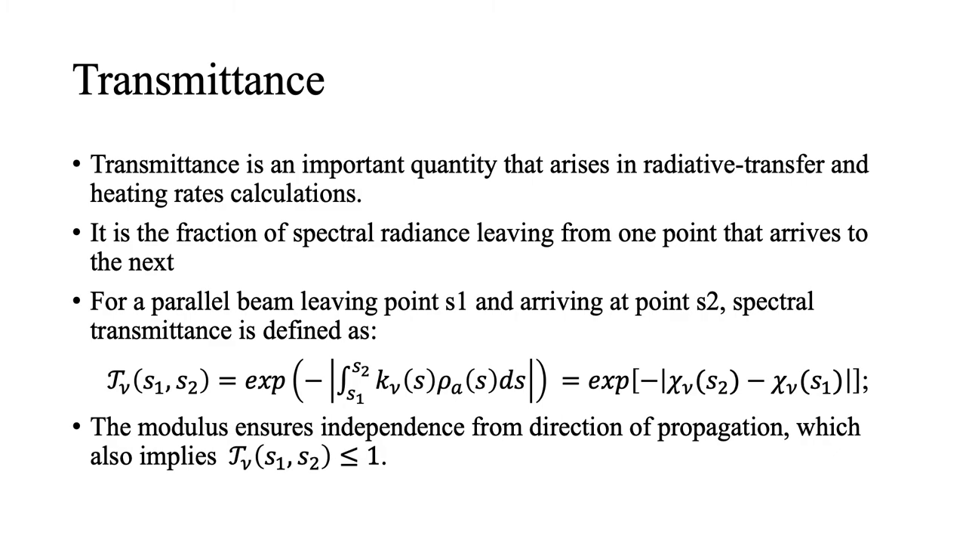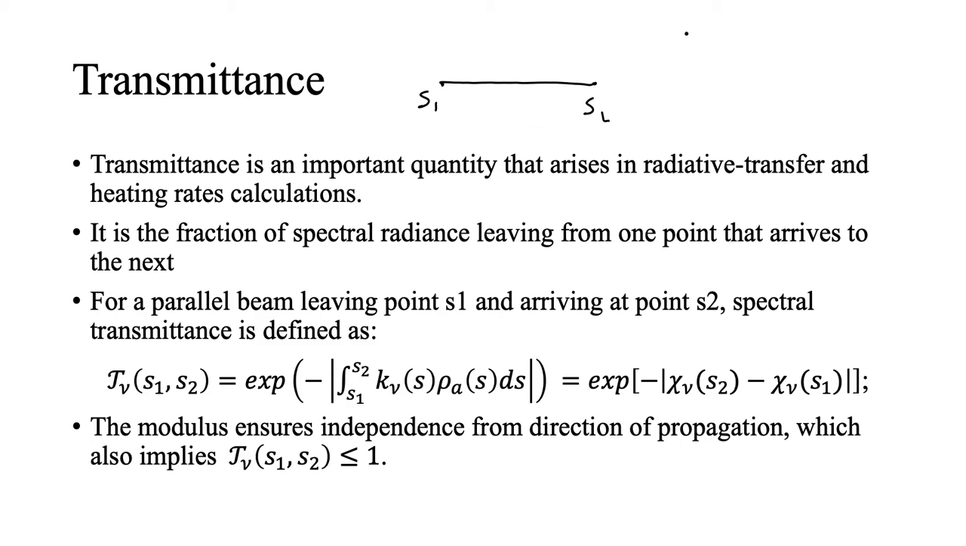When light is propagating through it, okay, when radiation is propagating through it. Technically, it's defined as the fraction of the spectral radiance that is leaving from one point and arriving to the next, okay? And technically, it's defined in this way as the exponential of minus the absolute value of the integral between, let's say that you're going from point S1 to S2 on a light beam, okay? This is what it looks like, okay?